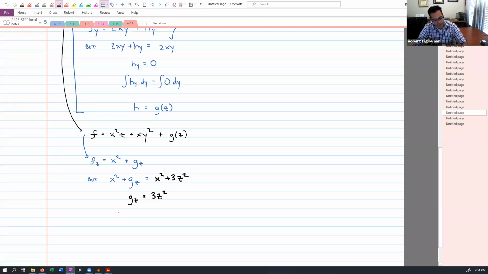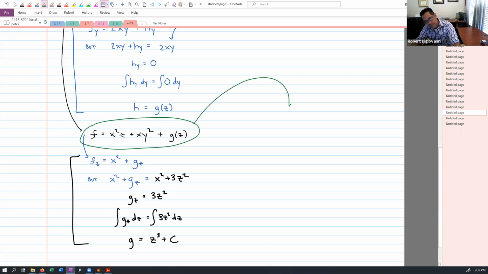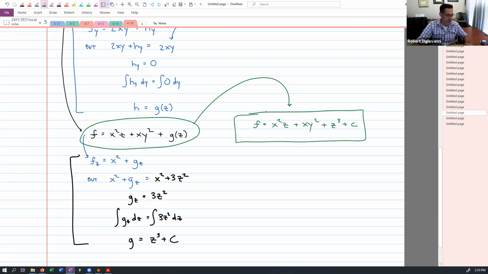And now you can integrate both sides of this with respect to z. We're almost done. And you get that g must then be z cubed plus some constant. So finally, what I can tell you is that this must be equal to x squared z plus xy squared plus my g function, which I just said was z cubed plus c. And there it is. That's the potential function.